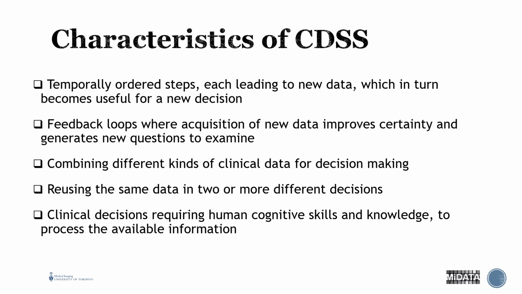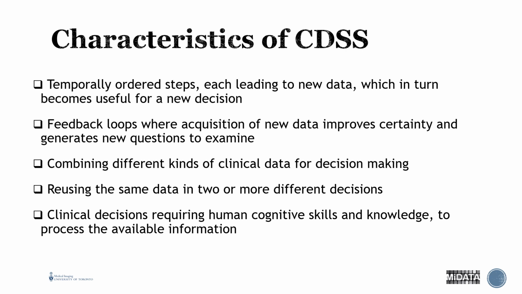So we have temporally ordered steps, each leading to new data, which in turn becomes useful for a new decision. This is like a pathway. Feedback loops where acquisition of new data improves certainty and generates new questions to examine. A little bit of decision tree there. Combining different kinds of clinical data for decision making. That is a hot topic these days, because we now have the ability to process large amounts of diverse data on the fly in order to inform a system.